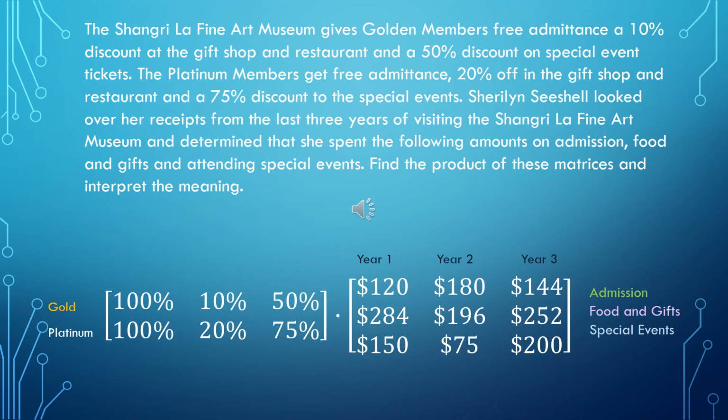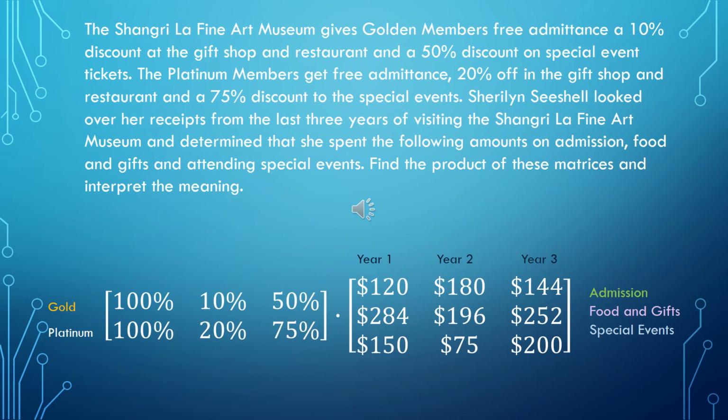And Sherilyn found that in year 1, she spent $120 to get into the museum, so $120 on admission. She spent $284 on the gift shop and the restaurant. She spent $150 on special events. Year 2, she went a little bit less. She spent $180, or actually, I guess she spent more on admission, but she spent less in the gift shop and the restaurant and less on the special events. Year 3, she spent $144 on admission, but $252 in the gift shop and the restaurant, and $200 on special events.